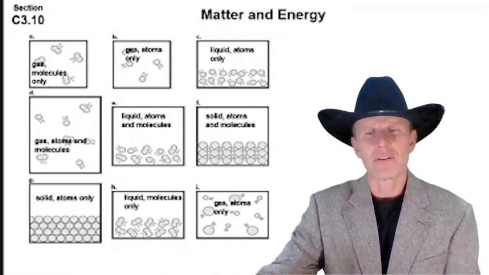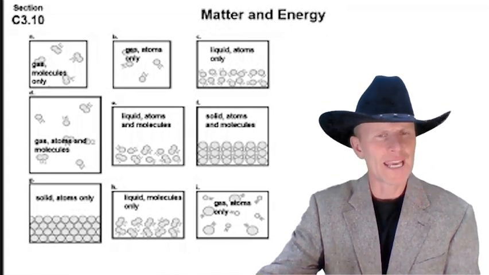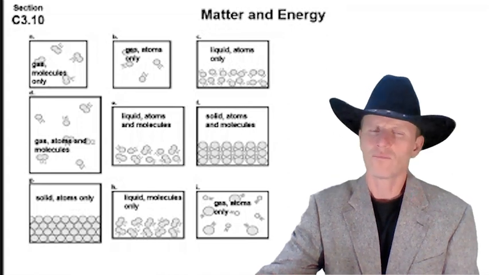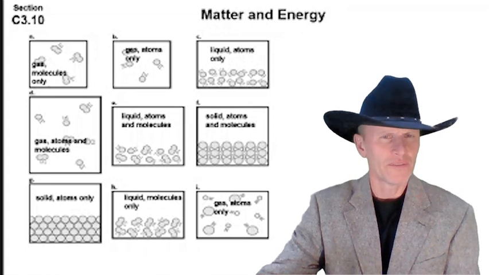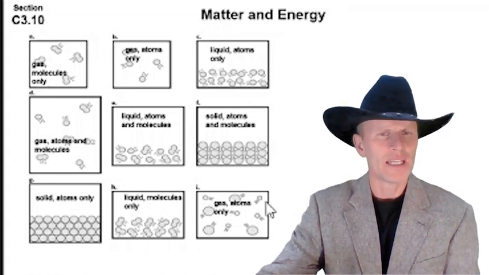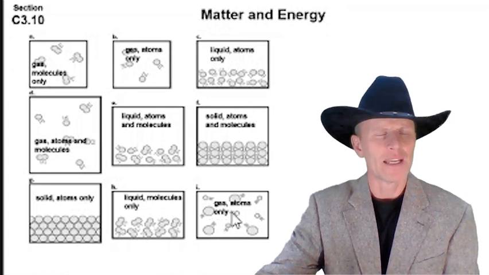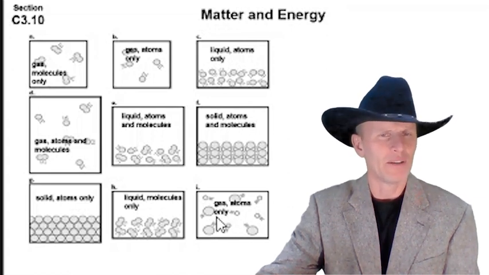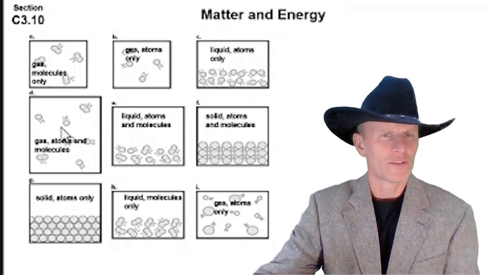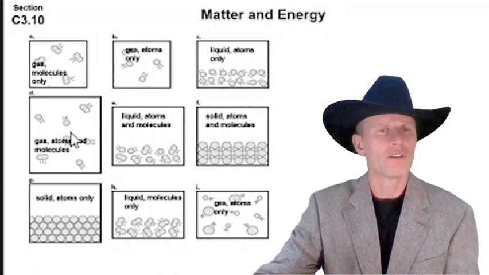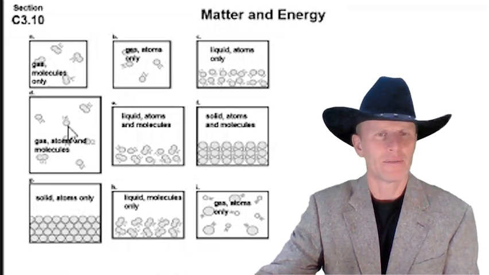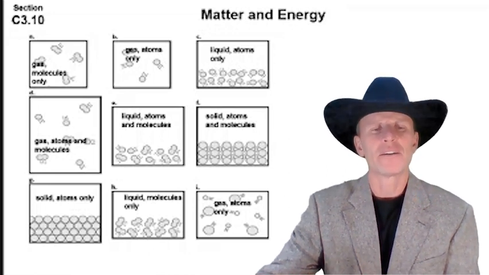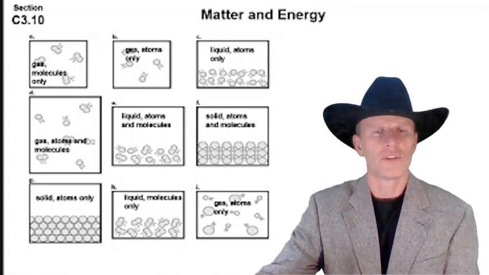Now, which of these diagrams do you think would be a solution of gases? Pause the video and write down a few letters. Well, a solution of gases could be this diagram at the end, diagram I. It has big atoms and little atoms in there. And also, this would be a solution of gases, which would be molecules and atoms. So diagram D and diagram I would be a solution of gases.